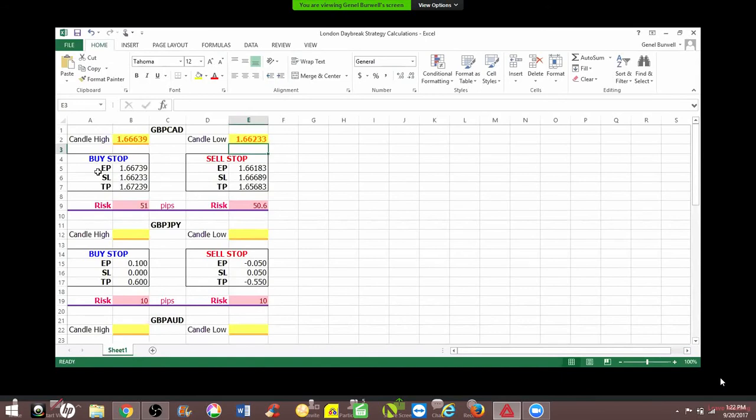Here's your entry price on the buy stop, your stop loss, your take profit, which is defaulted to 50 pips, and it's even showing you your risk. So you're at about a 1-to-1. Sell stop, same thing. Once you put in your candle high, your candle low, here's your entry, here's your stop loss, here's your take profit. This does all the work.